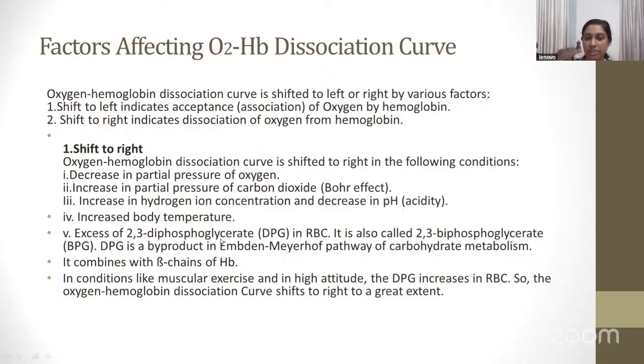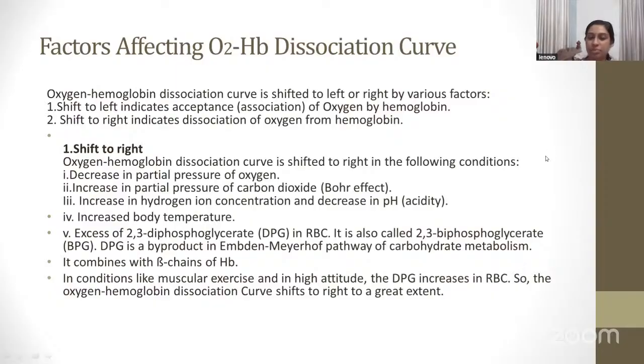Also, excess of 2,3-DPG also causes hemoglobin to lose its affinity towards oxygen and leads to more readily available oxygen from the hemoglobin. It's otherwise called 2,3-DPG or BPG, diphosphoglycerate or bisphosphoglycerate. It's a byproduct of the EMP pathway of carbohydrate metabolism, and it usually combines with the beta chains of hemoglobin to make it a more taut form, thereby releasing the oxygen available in the hemoglobin.